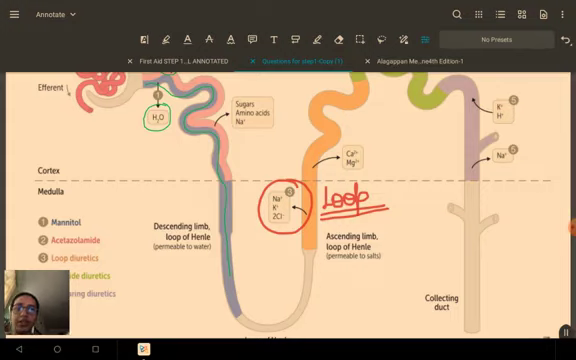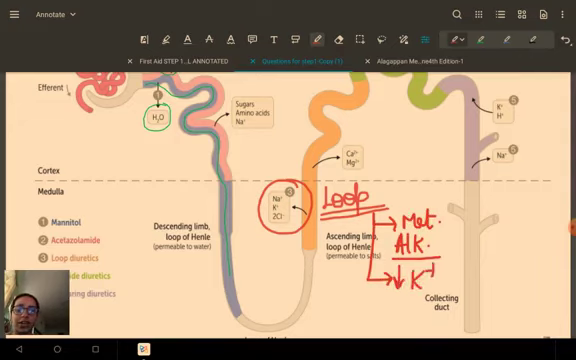So if there is excretion of H plus happening, then we are going to get what? We are going to get metabolic alkalosis. So they can cause metabolic alkalosis. That's their side effect. Metabolic alkalosis is a side effect of loop diuretics. It can decrease potassium. It can decrease magnesium.